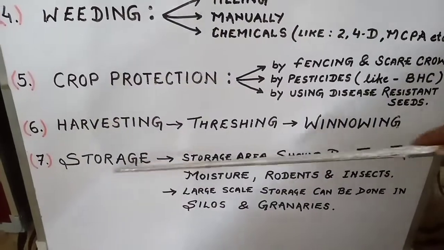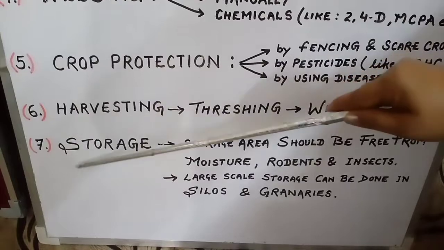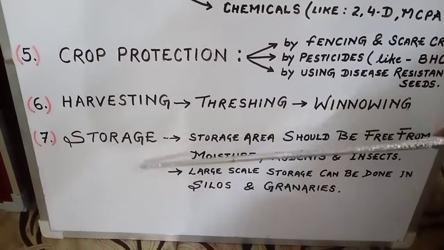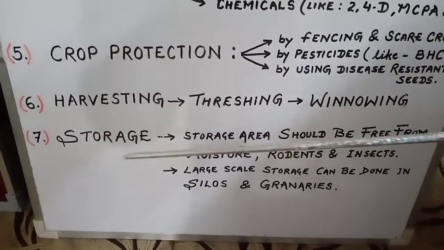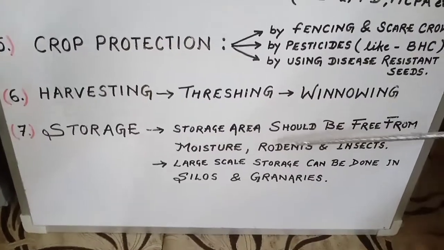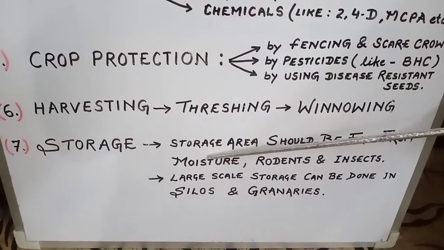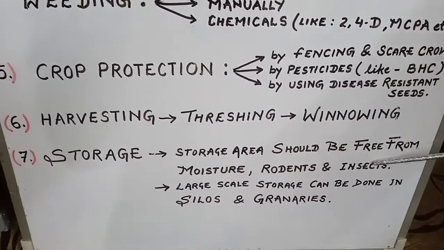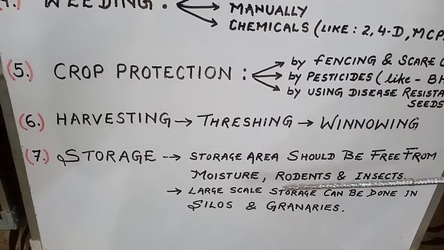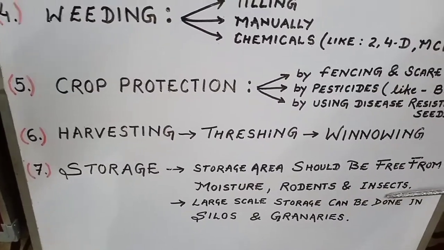The last step is the storage. It is the most important step because once the grains have been harvested, they have to be stored in a proper manner so that they are available throughout the year. While storing grains, we should keep few points in our mind, like storage area should be dry, free from moisture, as moisture promotes microbial growth. Storage area should be free from rodents and insects.